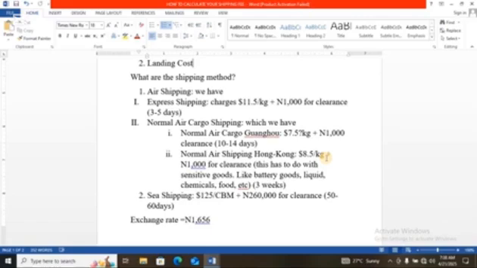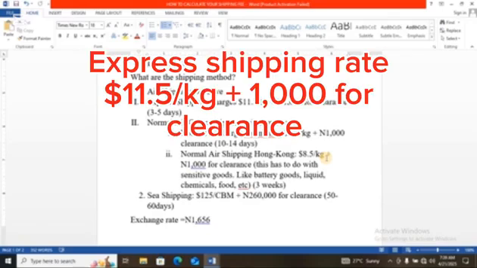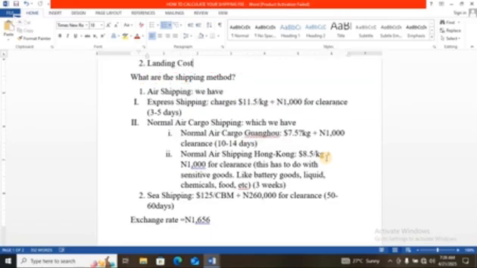But one thing you should know at the back of your mind is that when you're using the express shipping method, the charges are higher than the other one. So the shipping company I use charges 11.5 per kg plus 1,000 naira for clearance. So it usually takes 3 to 5 days.